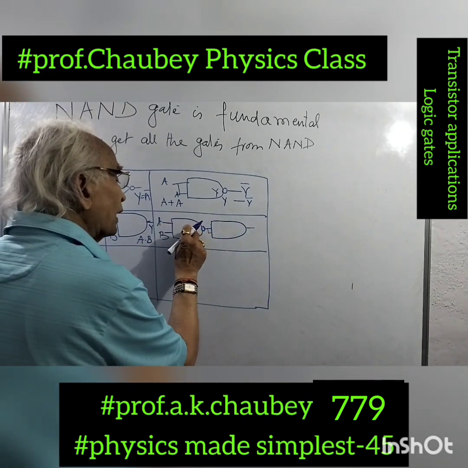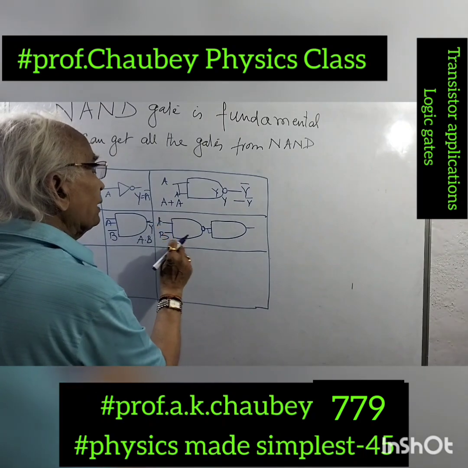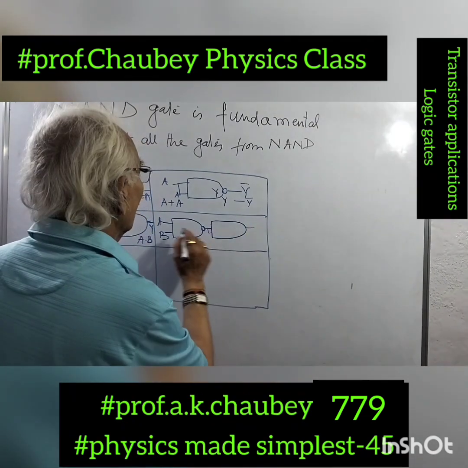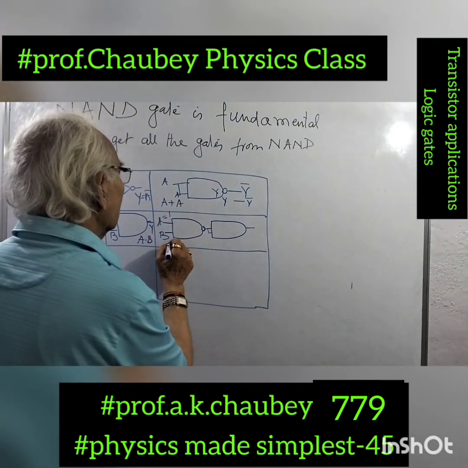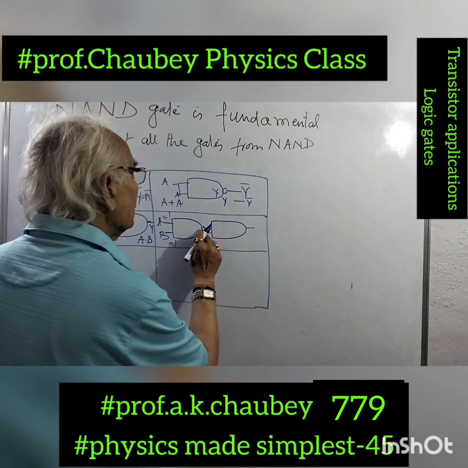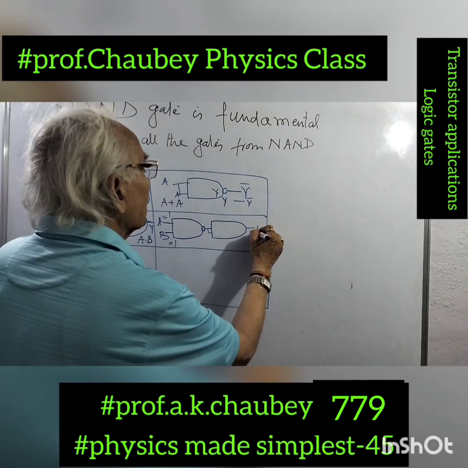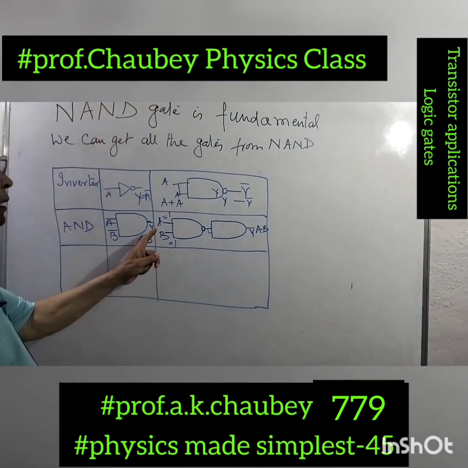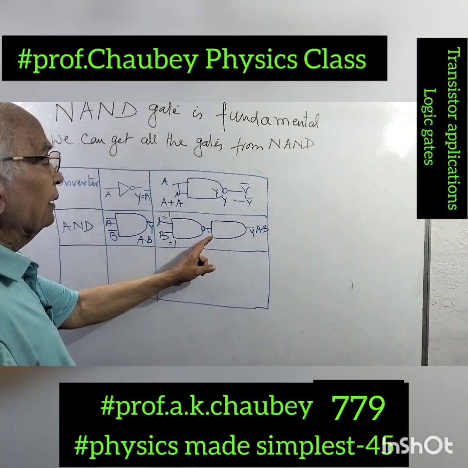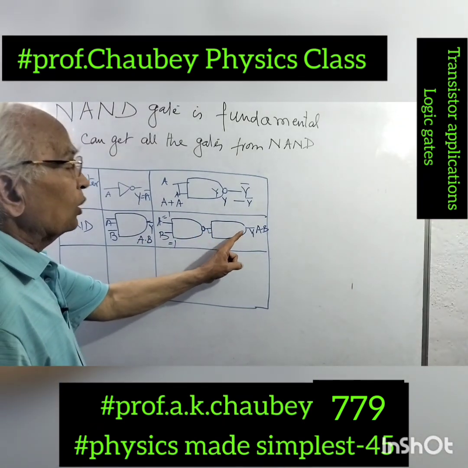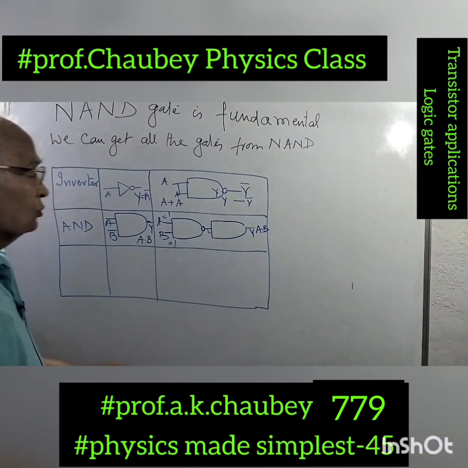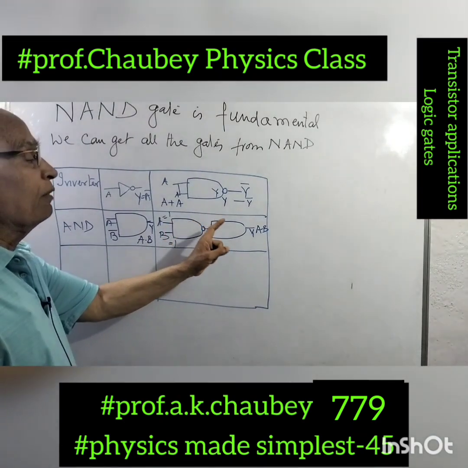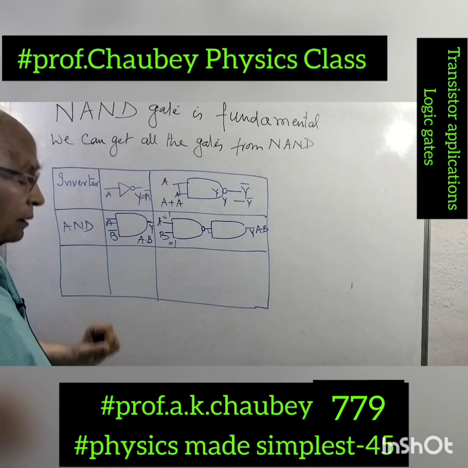The output is A and B NAND. So when A and B are both there, no output. But when there is no output, the inverter will have output here. So when this is 1 and this is 1, the output of Y is A and B. One NAND gate and one NOT gate combined together will give you an AND gate. So the NAND gate reduces to an AND gate. We combine two gates, one NAND and one NOT, and we get an AND gate.